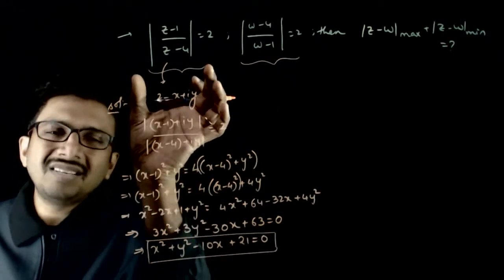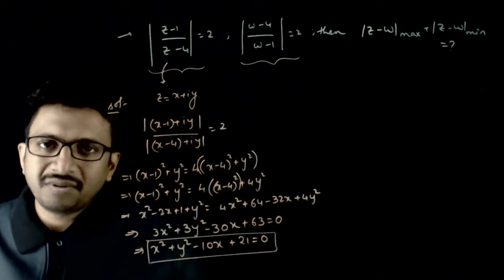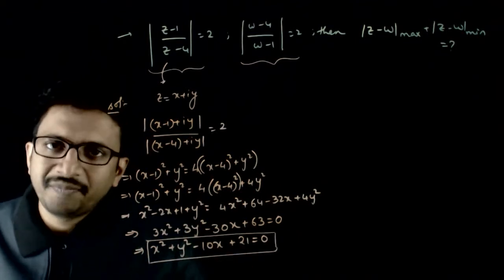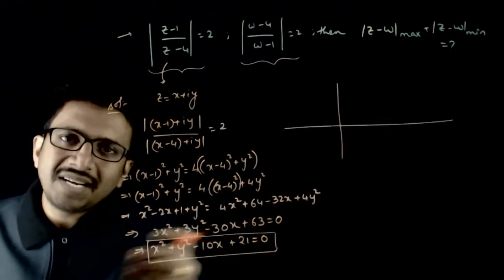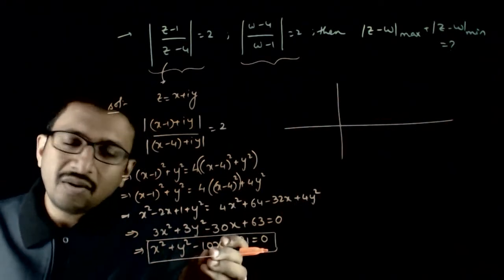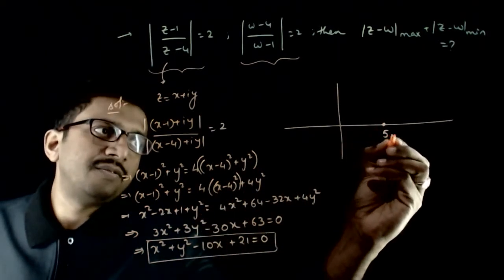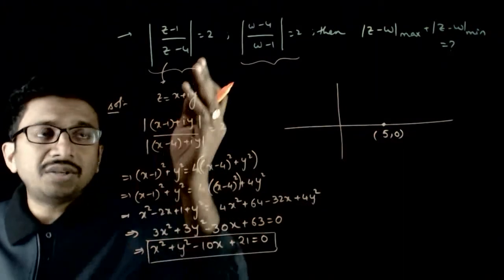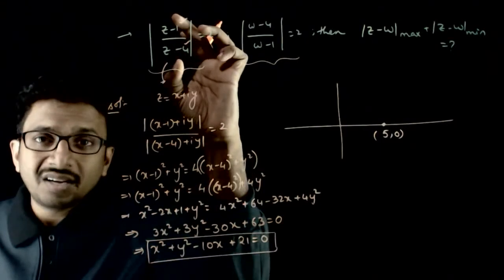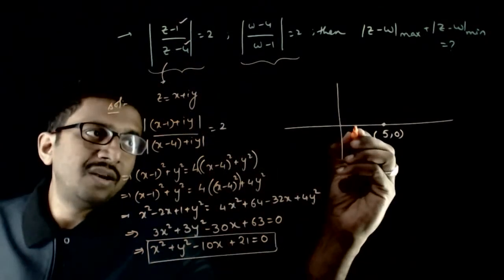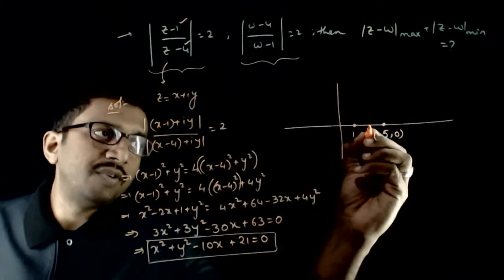So what does this z represent? What is the locus of this z? Z lies on this curve. What is this curve? This curve is obviously a circle. If you draw it, the circle looks something like this. What is the center of the circle? The center of the circle is 5, 0. As you can see, the reference points for this locus are 1 and 4. So 1 will be somewhere here, and 4 will be lying somewhere here.